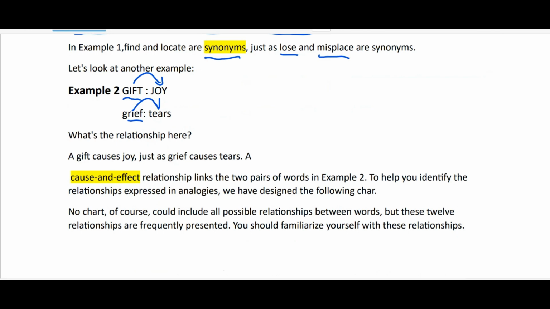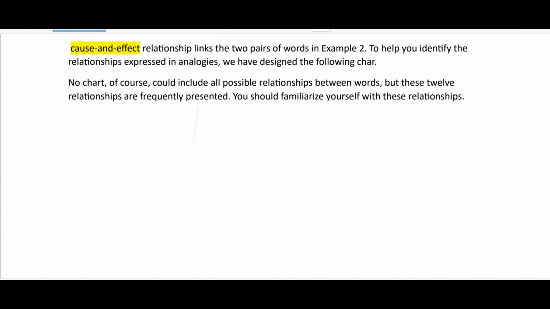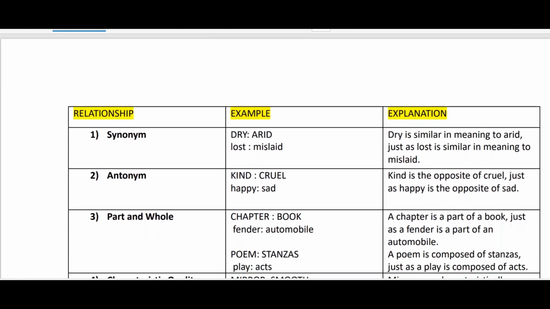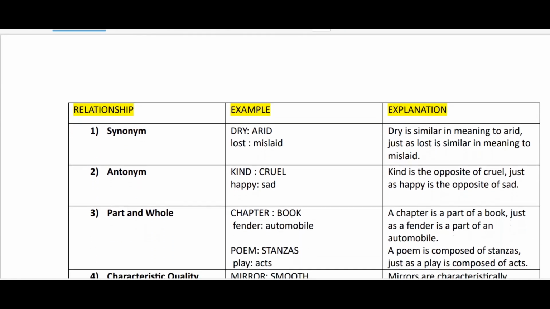We have many different relationships. In the following chart, we have the most familiar relationships that we can find. For sure, we have other relationships, but these are the most familiar. First we have synonym. For example, dry and arid are synonyms, just as lost and mislaid. So the relationship is synonym.